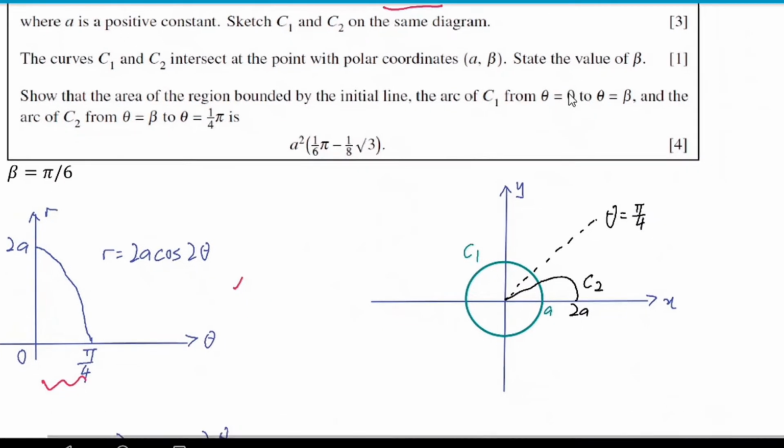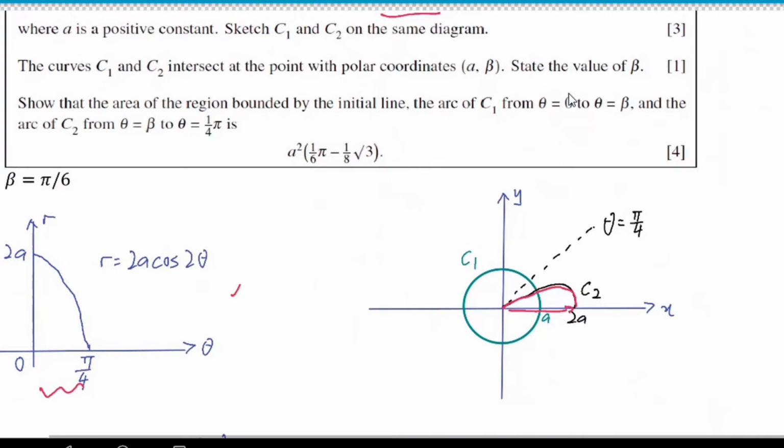As we sketch them, C1 is r equals a, so it is a circle with radius a all the time. And for C2, we just need to sketch a little bit here. When theta is 0, we have r equals 2a, and when theta equals pi over 4, r goes to 0 like this. Okay, so that's the sketch for the first part.